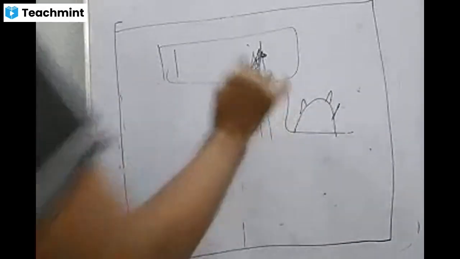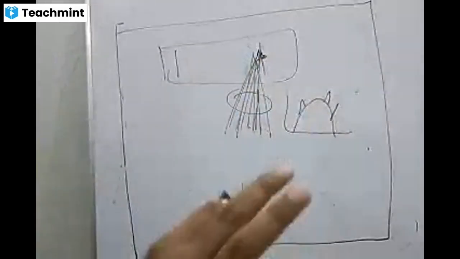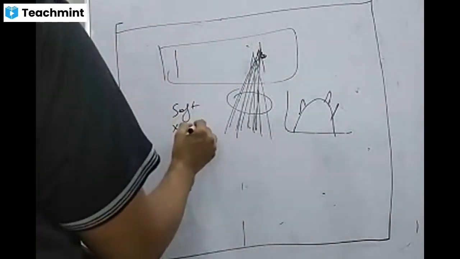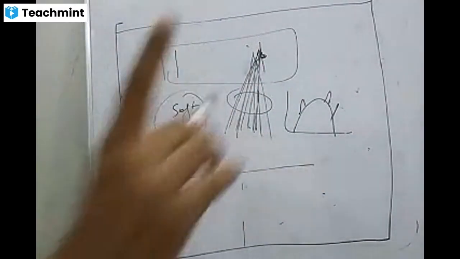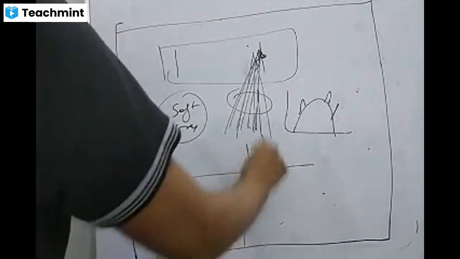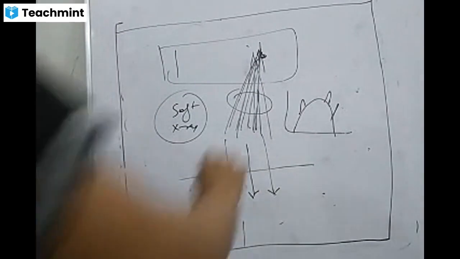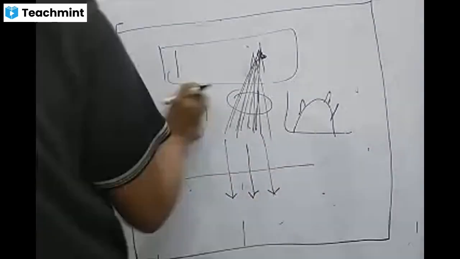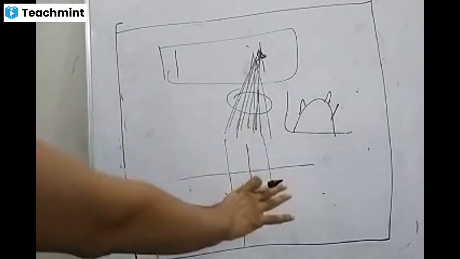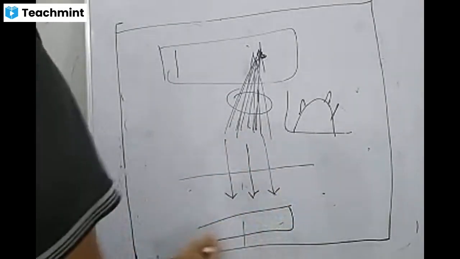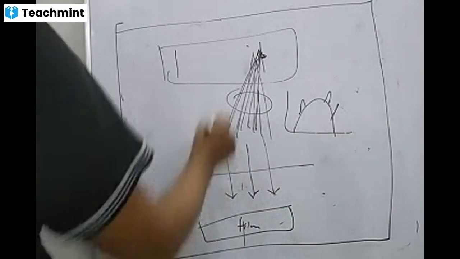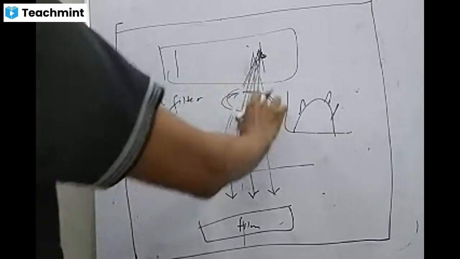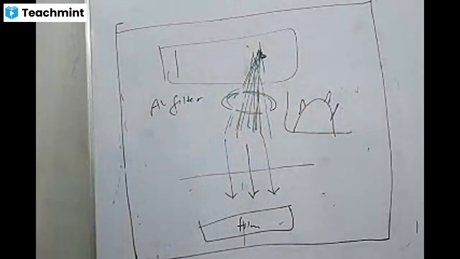Out of this beam, some radiations have very low energy. We call them soft X-rays. Why soft? Because they will not be able to penetrate the patient. They will get absorbed in it. So these soft X-rays will unnecessarily increase the exposure dose to the patient. They are not going to reach the level of the film. So what we did, we added filters, aluminum filters, to remove the low energy or soft X-rays.